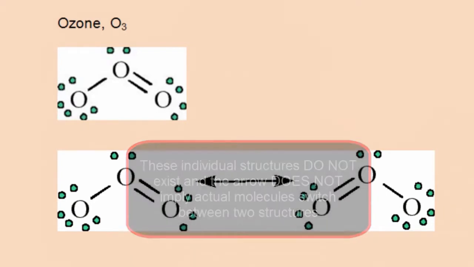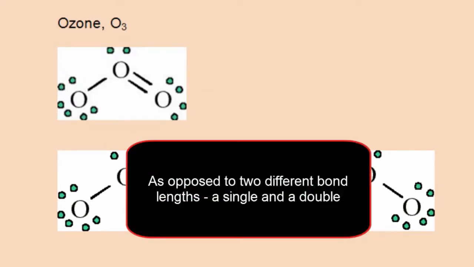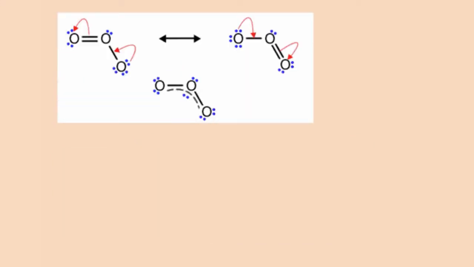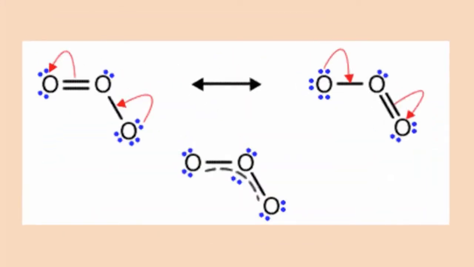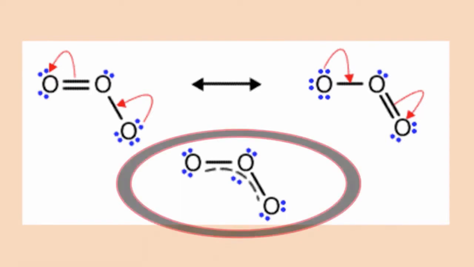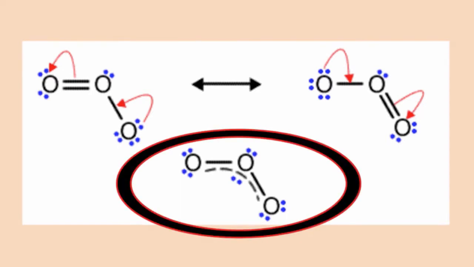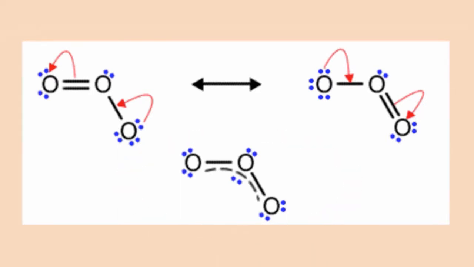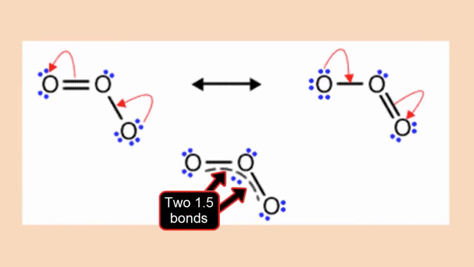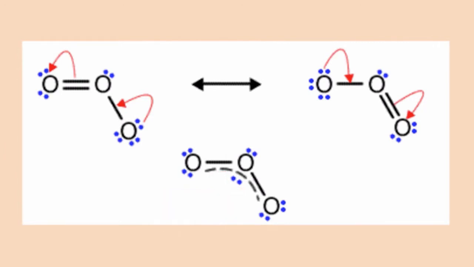Data from experiments show the bond lengths between the oxygens are all the same. This figure shows the two fictitious resonance structures for ozone. And below the two structures is a realistic structure. Notice the dashed line and the single bonds. This alternative Lewis structure with the dashed line is consistent with experimental data.